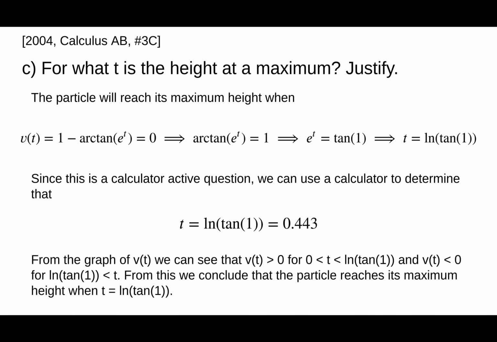To justify this, from the graph of v of t, we could see that v of t is positive when t is between 0 and the natural log of tangent 1, and v of t is negative when t is greater than the natural log of tangent 1. And since v of t is positive before that, negative after that, we can conclude that that represents the maximum height, or the time at which it occurs, the maximum height, 0.443 seconds.